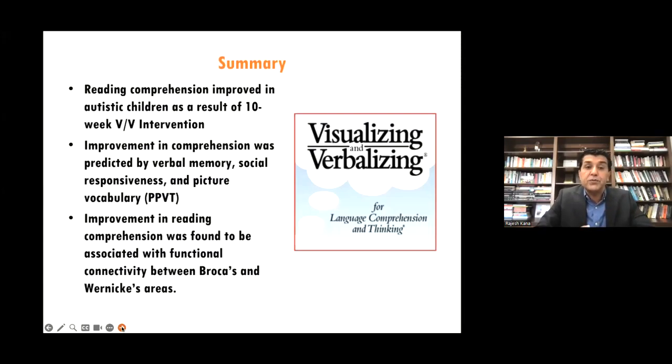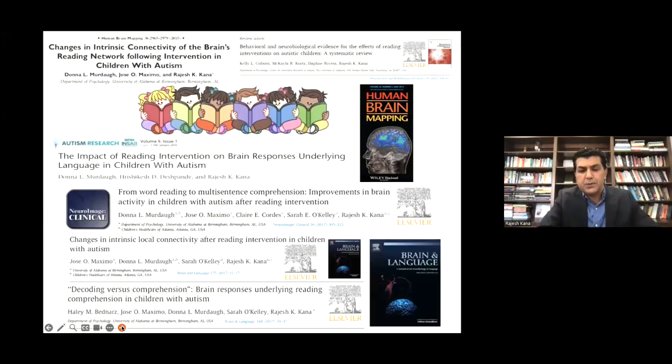So reading comprehension improved in autistic children as a result of 10-week VV intervention. Improvement in comprehension was predicted by many other factors like verbal memory, social responsiveness, and so on and so forth. And then improvement in reading comprehension was found to be associated with functional connectivity change between Broca's and Wernicke's areas from pre-test to post-test. And you can see these are some of the papers which we have published from our preliminary data. So all of these papers talk about different aspects of behavioral and brain function changes as a result of VV intervention in autistic children.